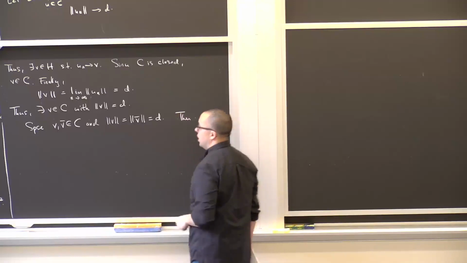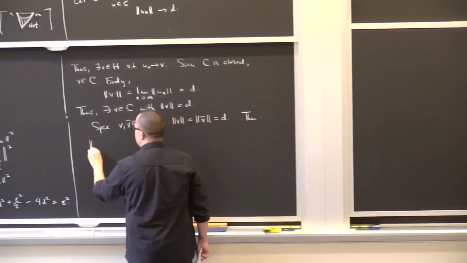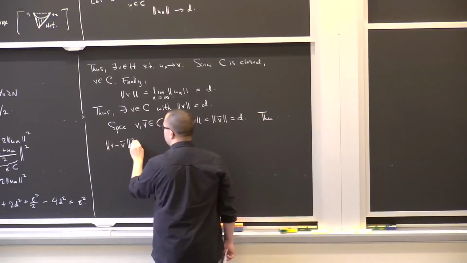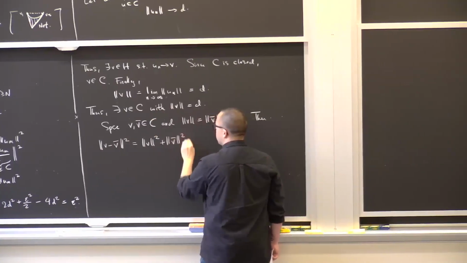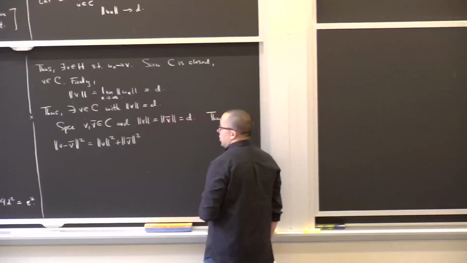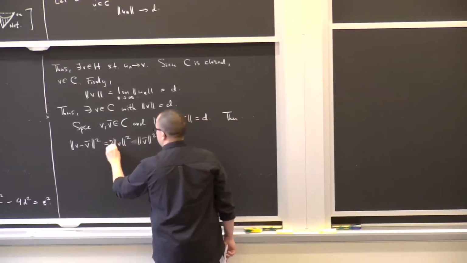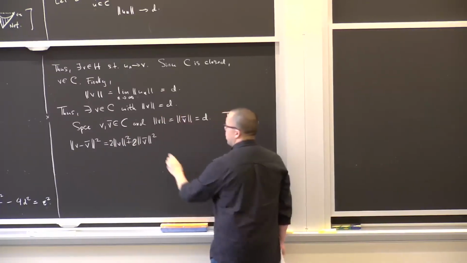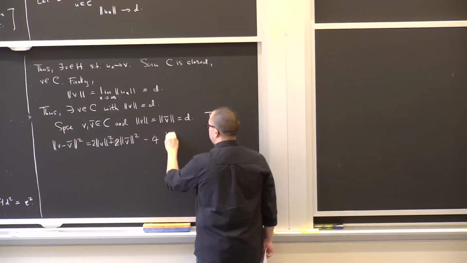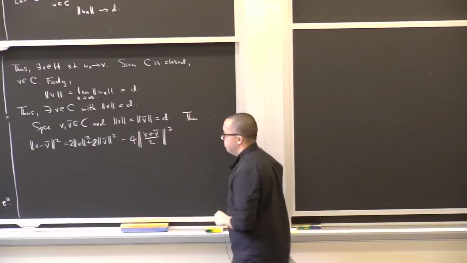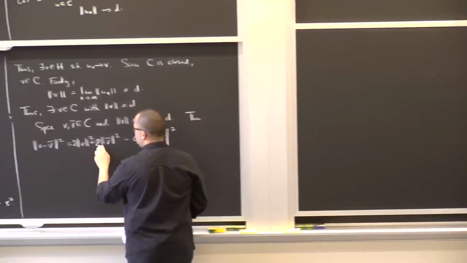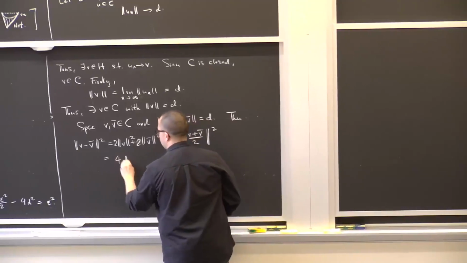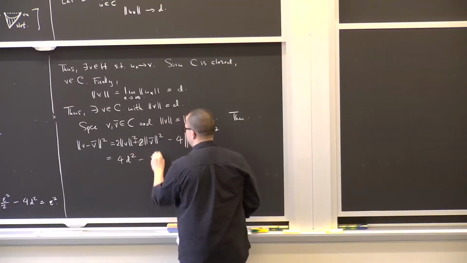Now I use the parallelogram law again. I get that the norm of V minus V bar squared is equal to the norm squared of V plus the norm of V bar squared, with a 2 plus 2, minus 4 times the norm of (V plus V bar over 2) squared. Now, this equals D squared, this equals D squared, so this combines and gives me 4D squared minus the same thing.